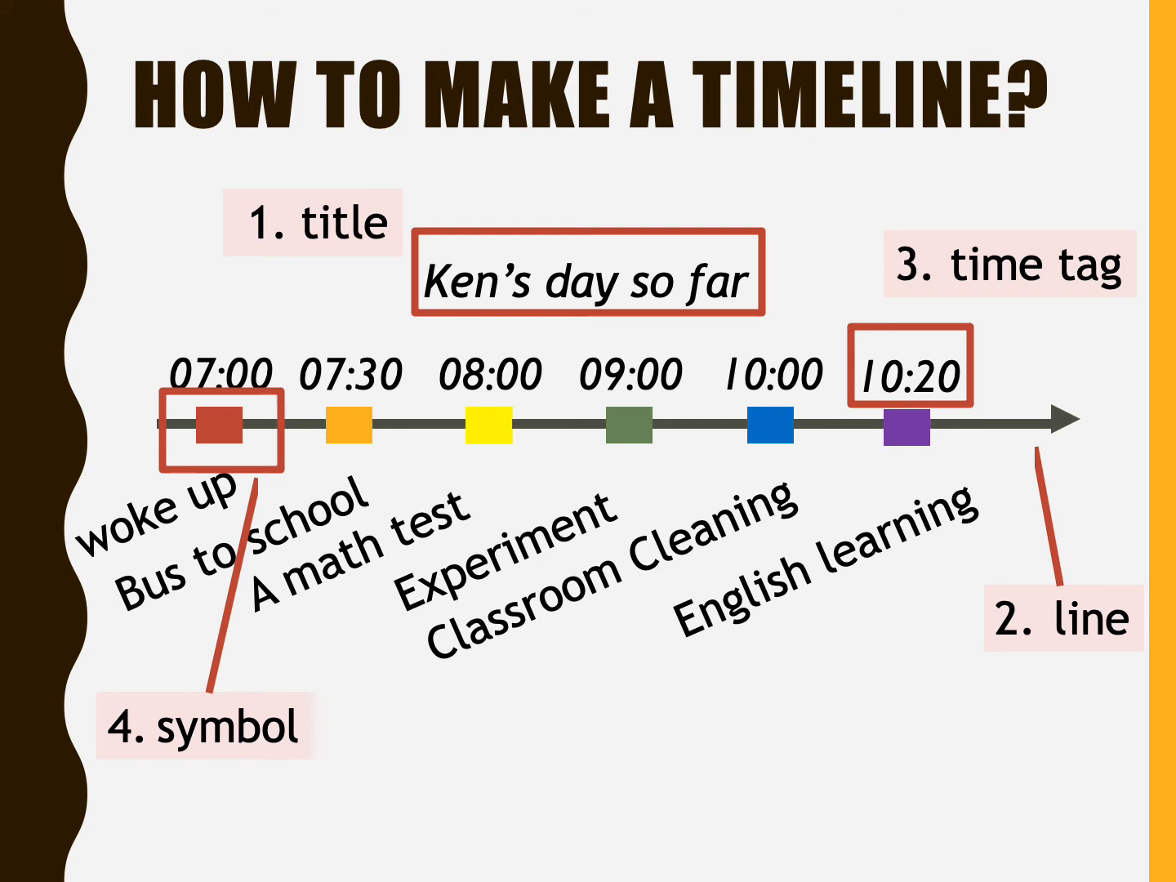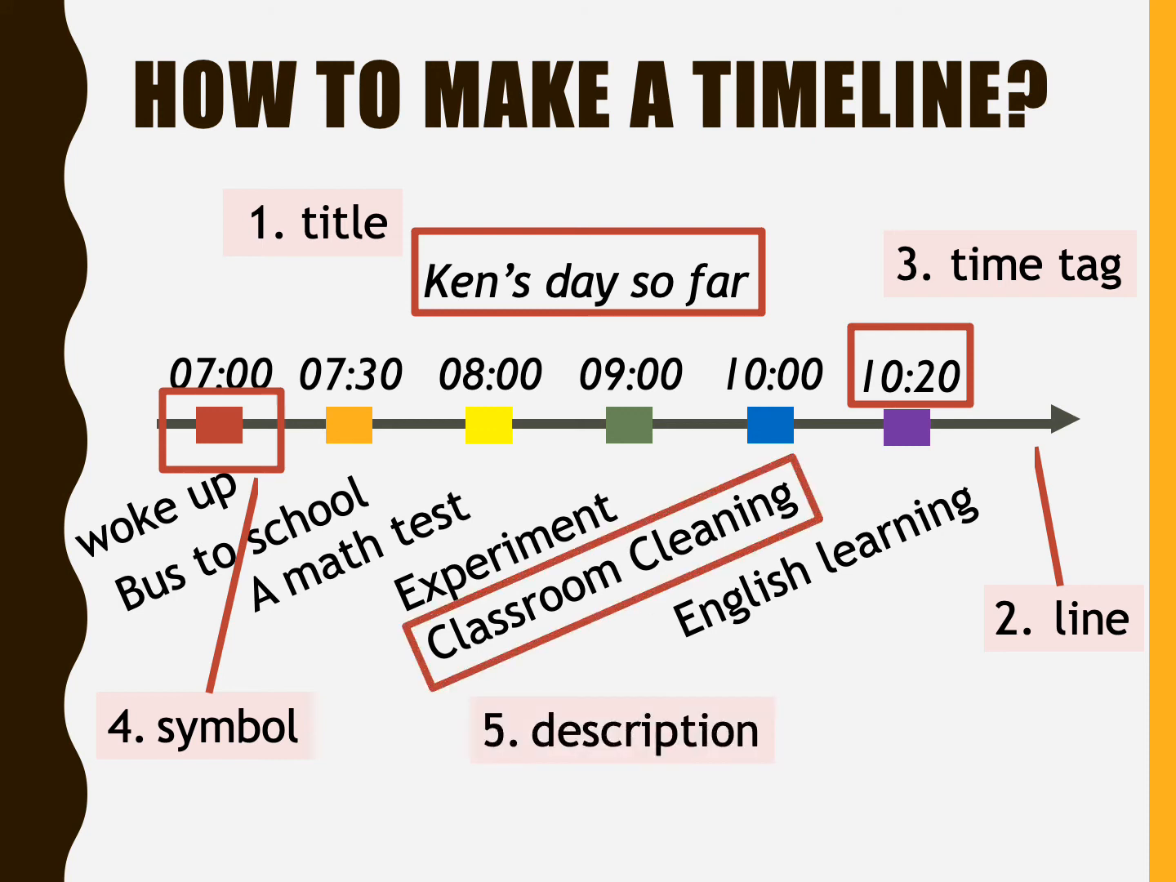The last thing is description. It tells readers what exactly happened or will happen. Usually it is not a long or complete sentence. We will only put keywords on the timeline for the sake of clarity and simplicity.